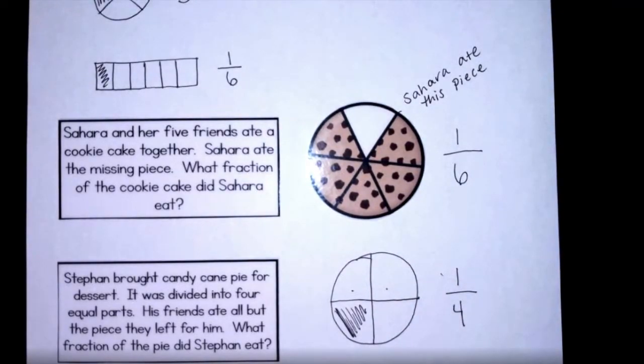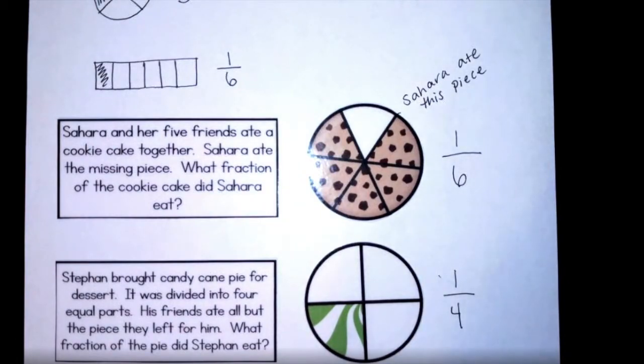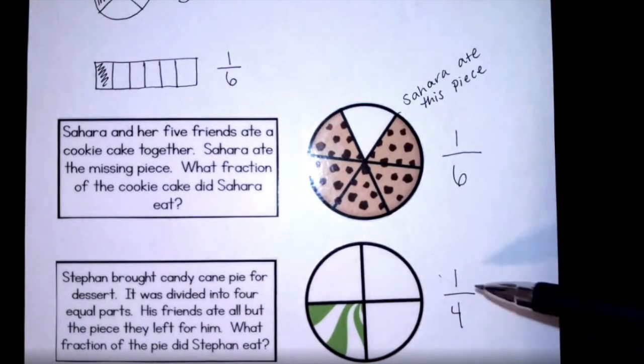So if I were looking at the Google form, again, you would see a picture of a shape like this, okay? And we know, again, that it's divided into 4 equal parts. 1, 2, 3, 4. That's where my denominator comes from. And we know that this 1 piece is left because that's the piece his friends left for him to eat. Okay? So that's how I got my fraction of 1/4.